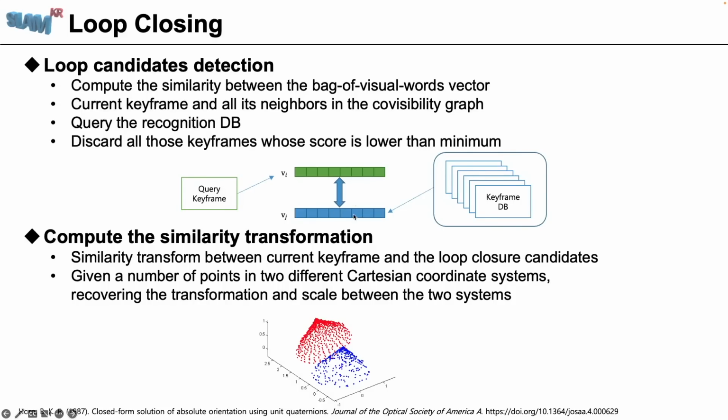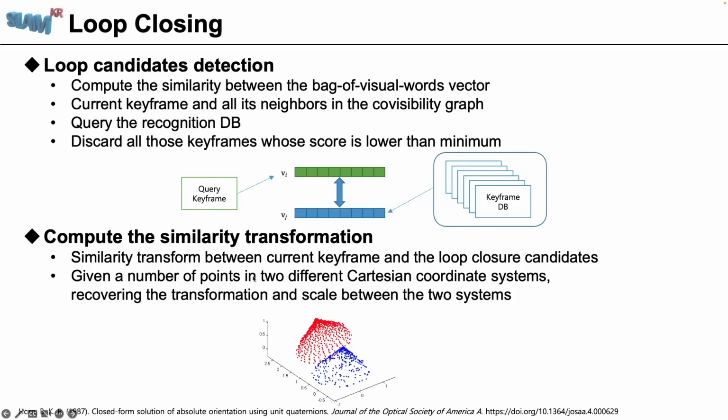And if two keyframes are similar, then we can determine those are the loop closure. So we can detect the loop closure and discard all the keyframes whose score is lower than the minimum. Then we can discard those keyframes in that sense.